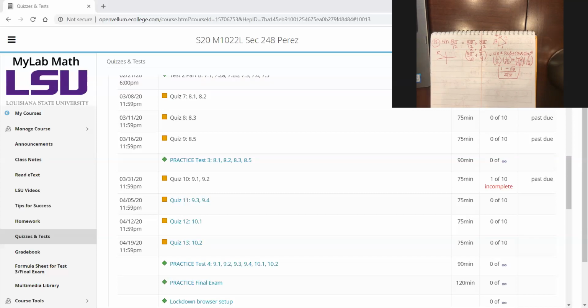1 minus square root of 3, over 2 square root of 2.